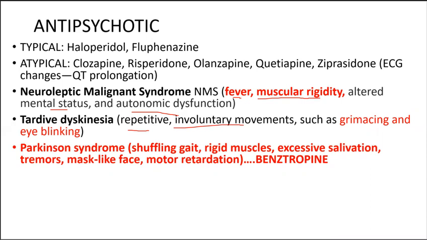In these clients who are placed on antipsychotic or neuroleptic medications, you will see shuffling gait. You would notice those rigid muscles. There will be excessive salivation. You will see tremors. They look like they are wearing a mask. They are walking, they don't swing their arms. You will see motor retardation. So again, benztropine would be used to manage these Parkinsonian effects in your clients who present with Parkinson's syndromes or pseudo-Parkinsonism as a result of this antipsychotic medication.